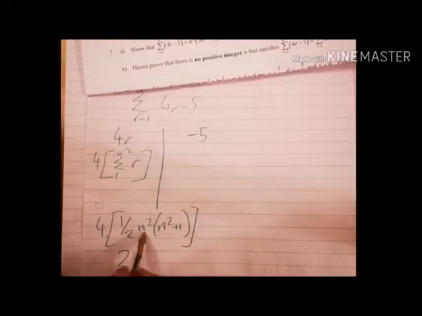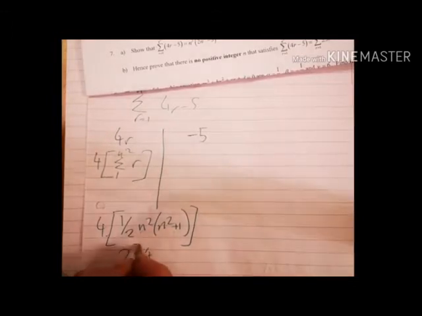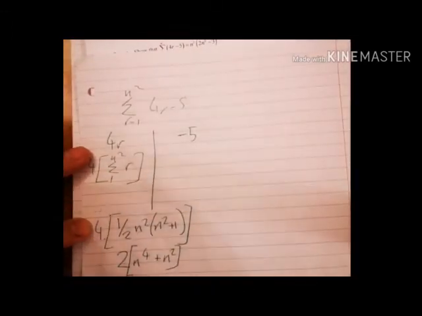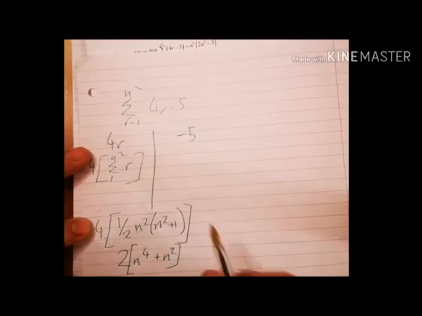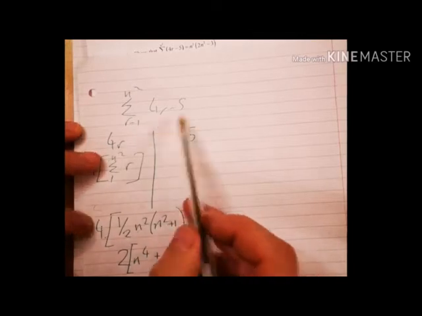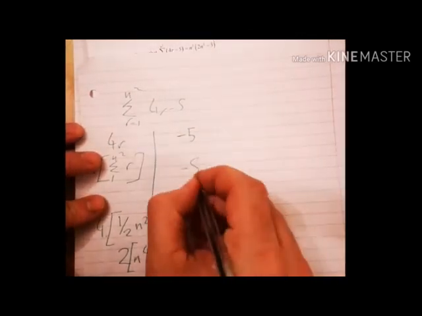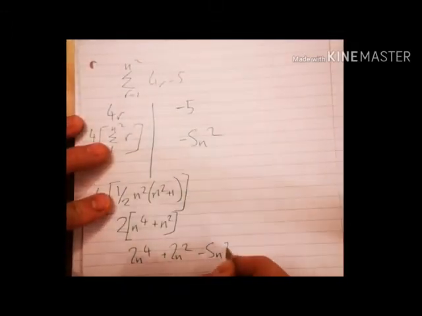I'm going to expand the right hand side, so it's n squared times n squared, which is n to the power of 4. And then I'm doing n squared plus 1, which is plus n squared. I'm going to expand this bracket again, just to give me 2n to the power of 4 plus 2n squared. Okay. Now I've done all this, I've got to consider my right hand side. It's minus 5, but here's n squared, so this is just minus 5n squared. I'll bring that down to my equation, minus 5n squared.